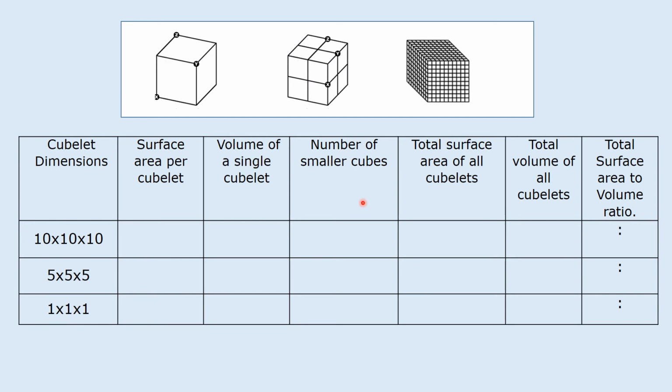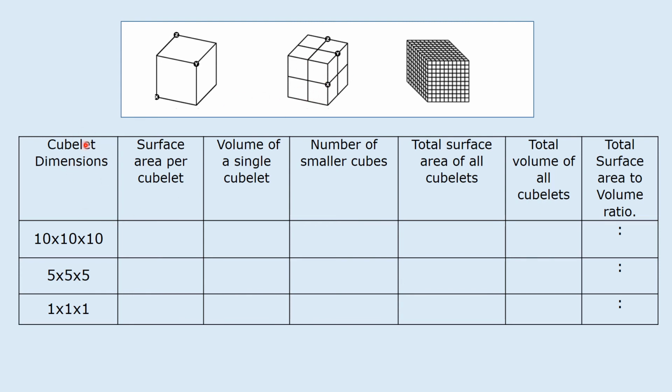Right, on this slide we're going to have a little look at how the surface area and volume of a cube are related in the surface area to volume ratio. So what we've got here is 3 large cubes which have all got the same overall dimensions of 10 by 10 by 10. However, we've broken them up into smaller parts.